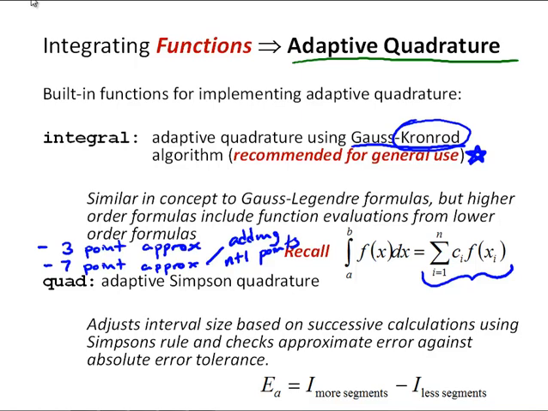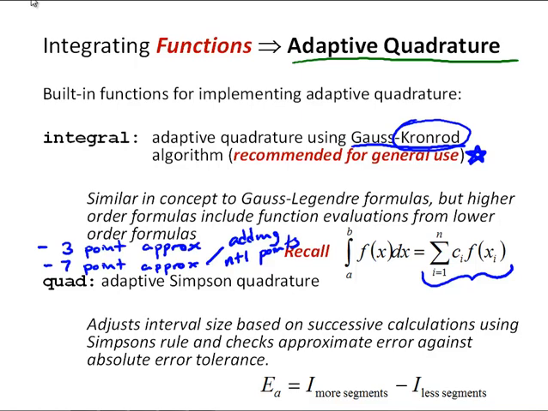The way this works is it's an adaptive quadrature algorithm, so it'll calculate the integral with 3 points, then it'll calculate the integral with 7 points, compare the two results and calculate that approximate error, and if the approximate error is greater than the tolerance, it'll go ahead and calculate it again with 15 points. We'll talk a little bit more about that in a second.